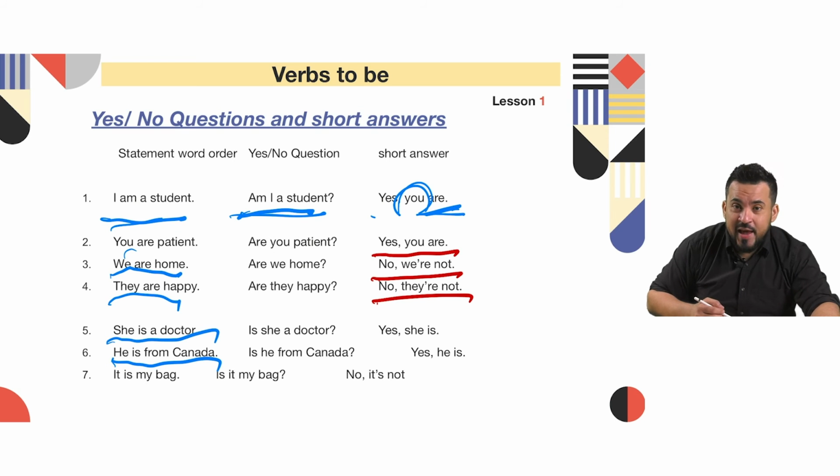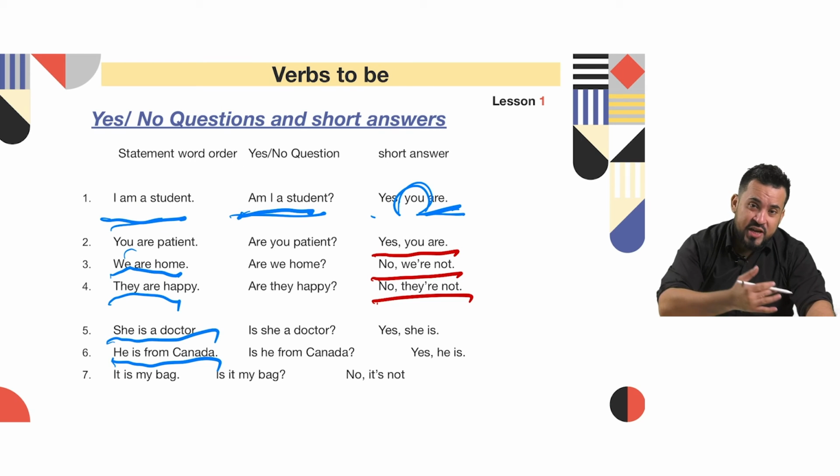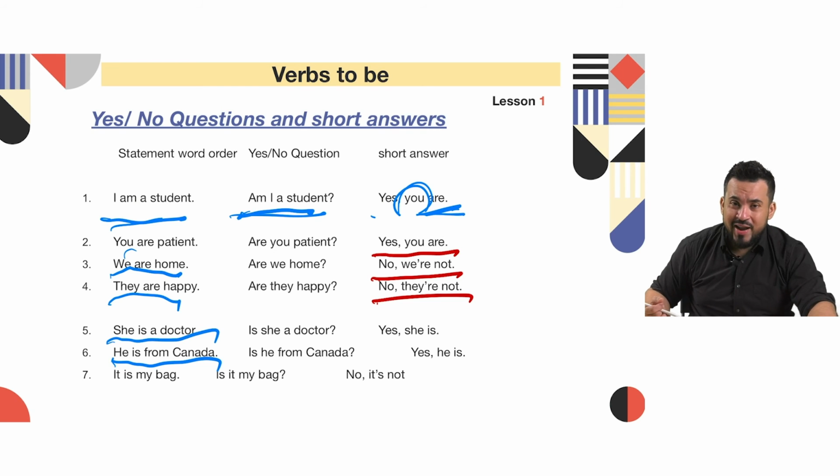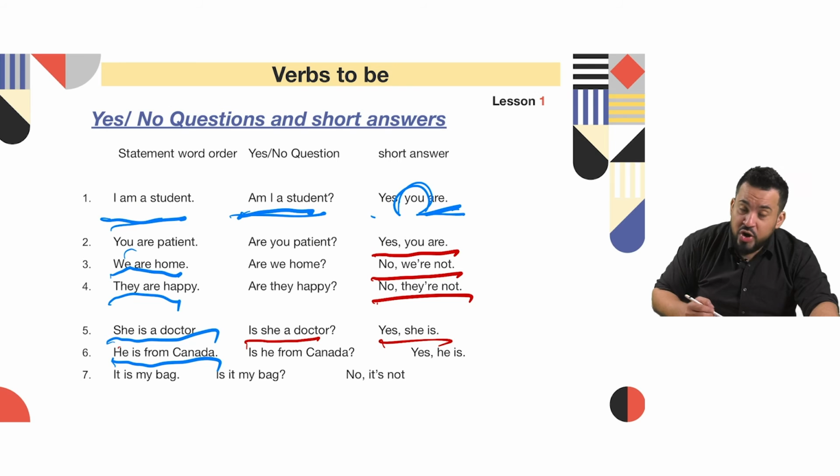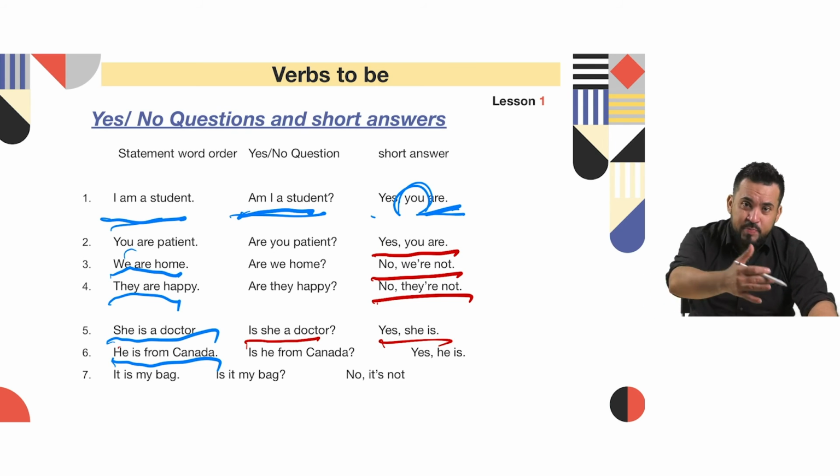No, they aren't. Yes, they are. Or we can say no, they're not. We can say no, they aren't, or we can say no, they're not. She is a doctor. Is she a doctor? Yes, she is. Or no, she isn't. Or no, she's not.